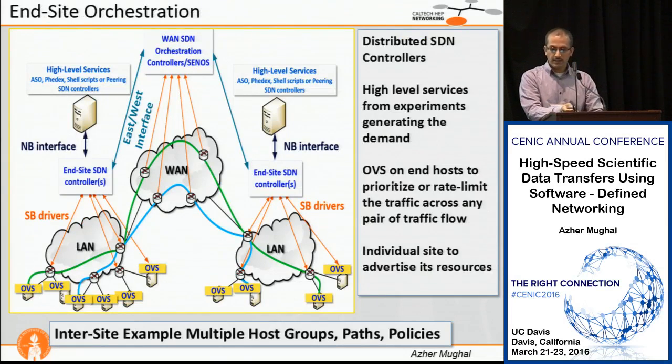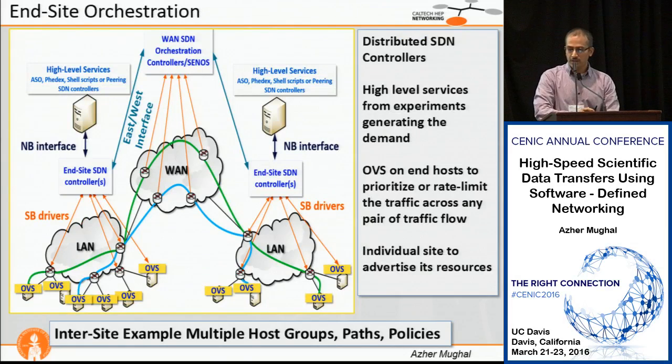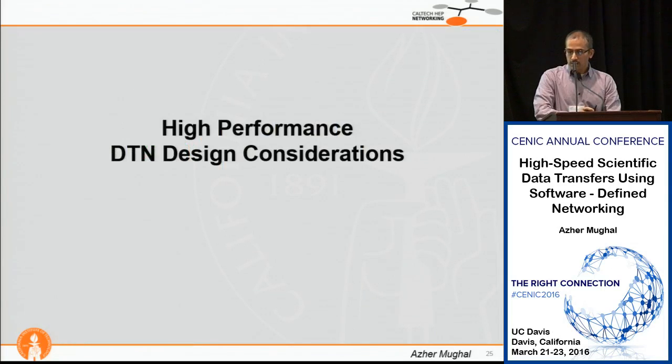This is the final end-site orchestration which we are looking forward to being developed. You see that there is a WAN SDN orchestration. This is the CNOS software. And then the application, the high-level services like ESO, can take benefit of this CNOS and the OVS on the end sites. They can steer the flows starting from the end sites.